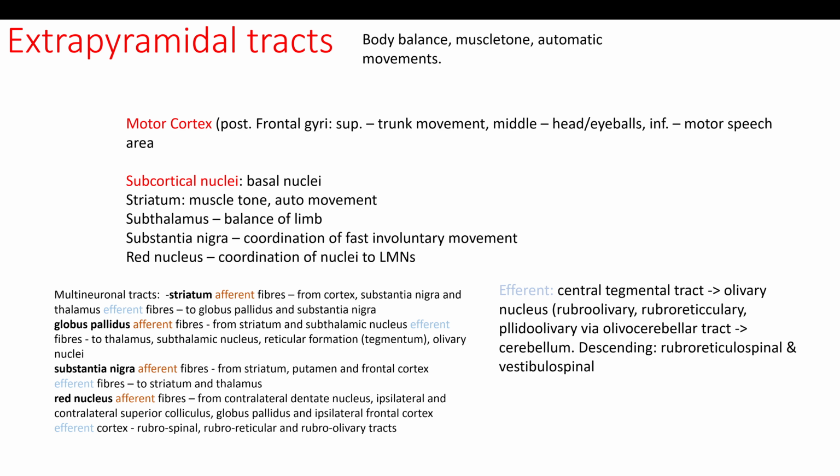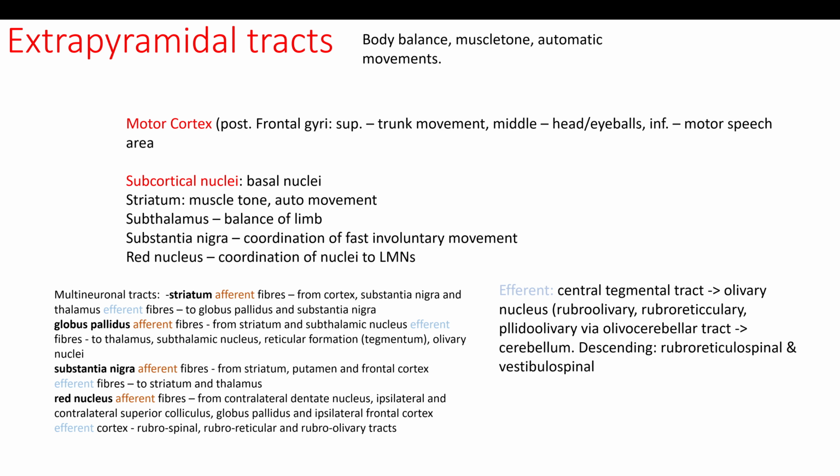Afferent fibers, striatum, thalamus. Red nucleus has afferents from contralateral dentate, ipsilateral and contralateral, as well as globus pallidus, and ipsilaterally from frontal cortex. Efferents have the rubrospinal, rubroreticular, and rubro-olivary tracts. The most important efferent tract, however, is the extrapyramidal system. The extrapyramidal system is the central tegmental tract.